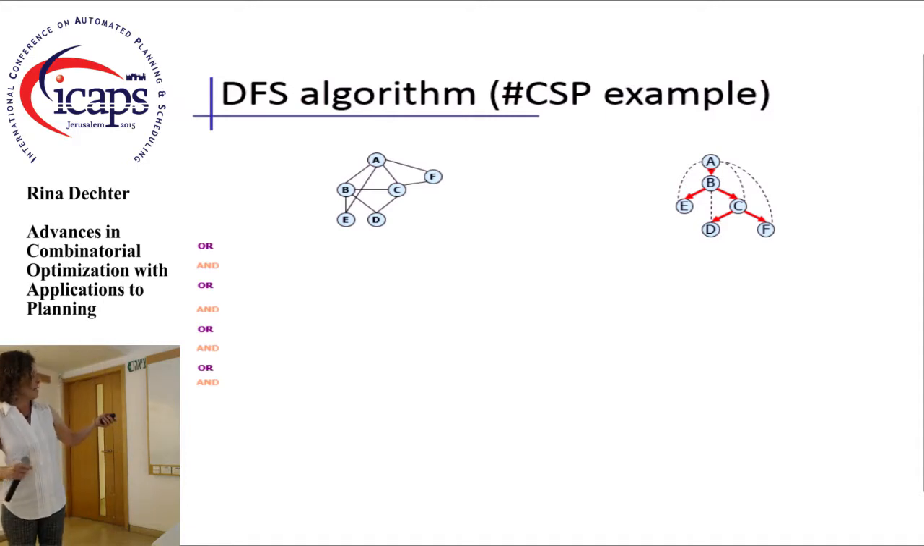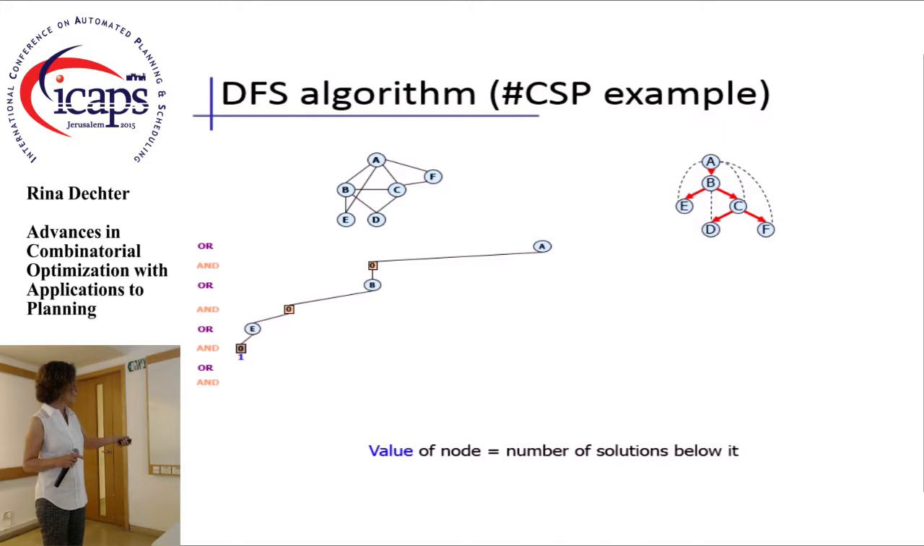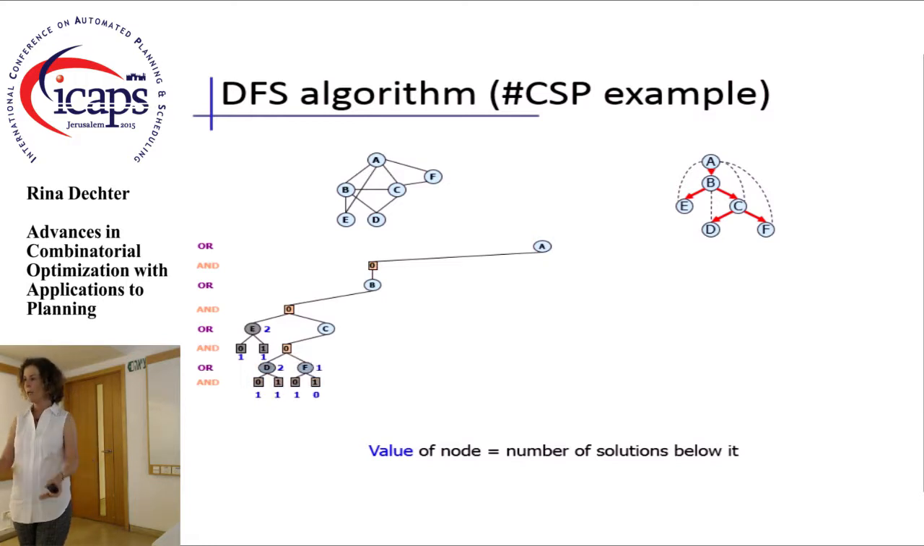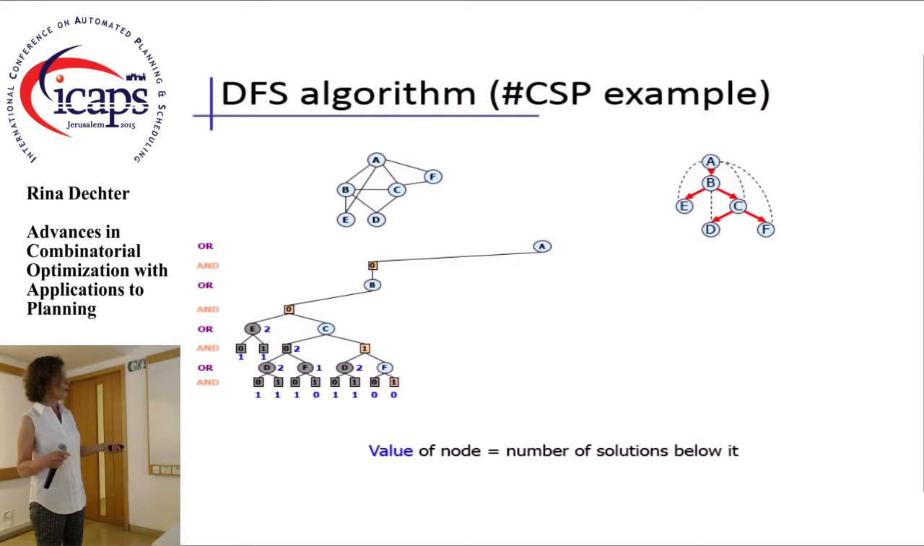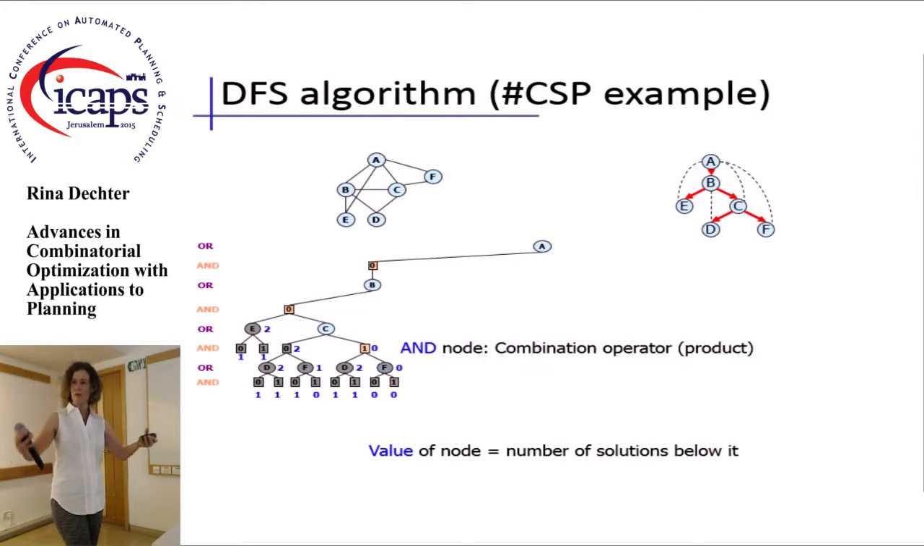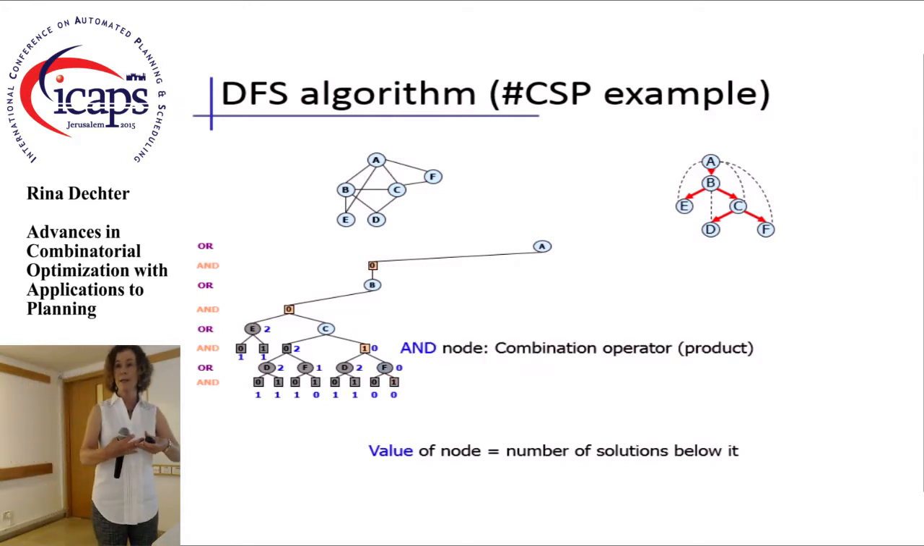Here is just an illustration of how you will count the number of solutions of a constraint satisfaction problem that has this structure. So you can do the depth first search. You compute the number of solutions below each node. The value is the number of solutions below each node. When we go to an AND node, we take the product, because if I have two subproblems, each one has some solutions, and they are independent, the number of solutions below it is the product.